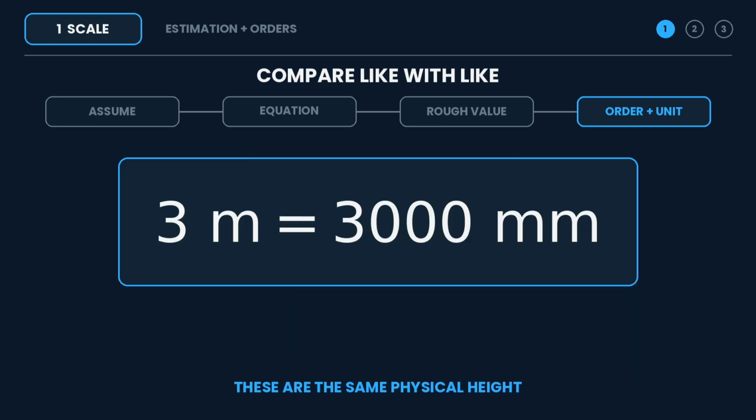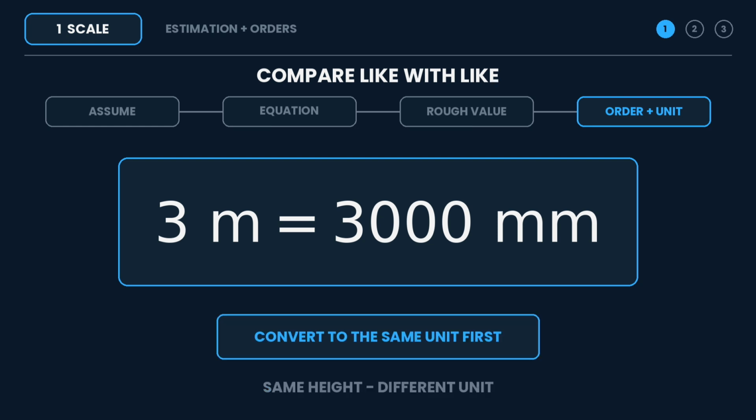There's one condition. Compare like with like. 3 meters and 3000 millimeters are the same height. Put both quantities into the same unit before comparing the orders.